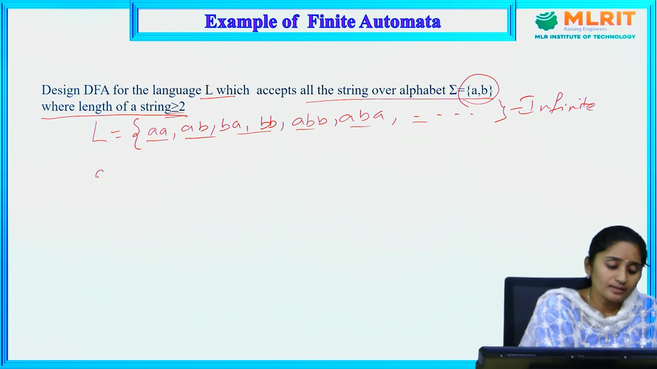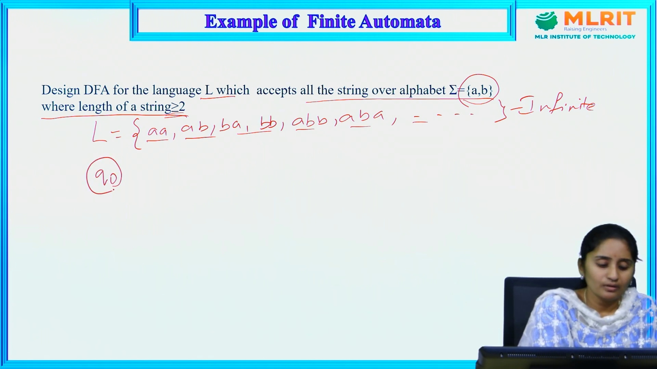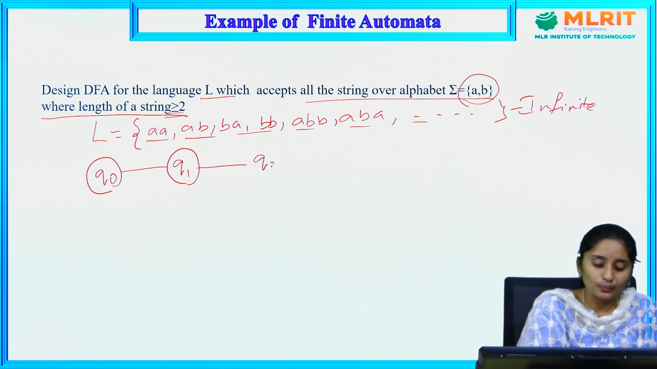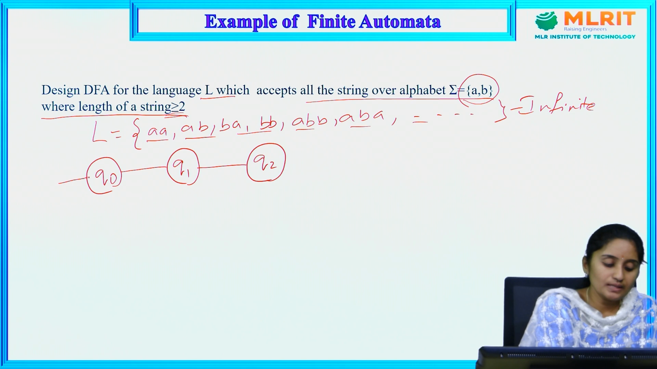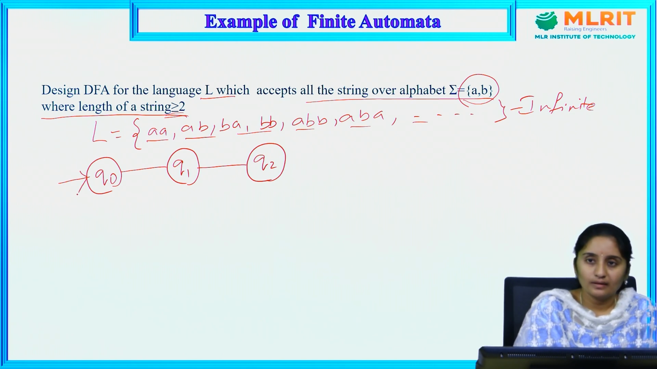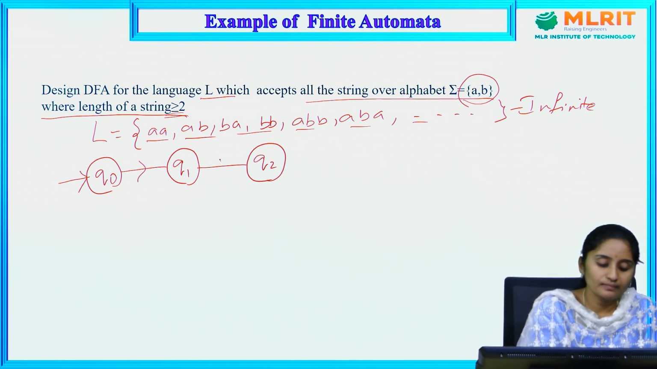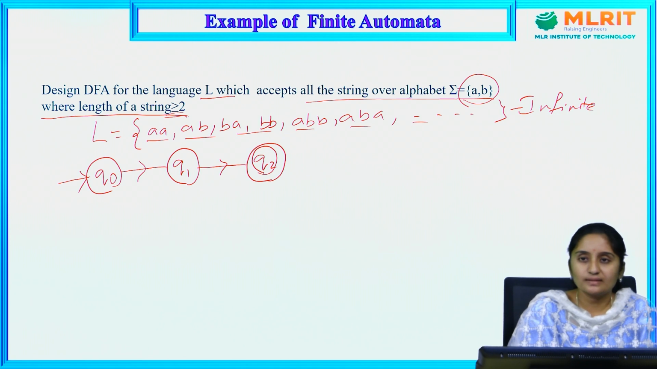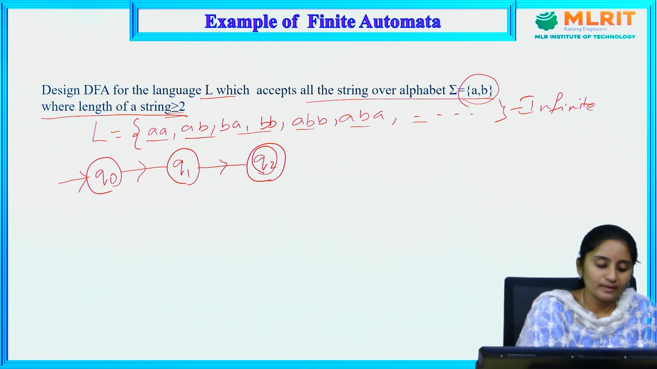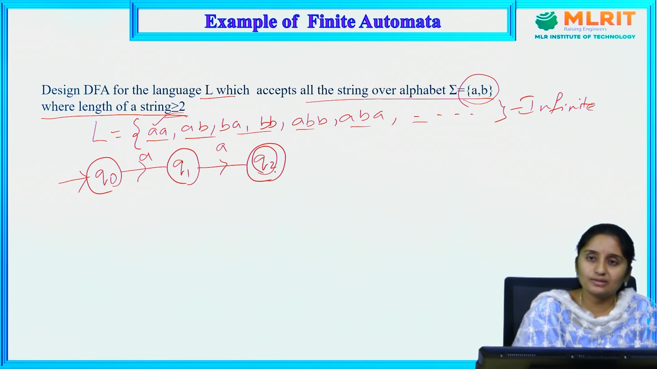So let us construct a diagram. Q0, and then Q1, next Q2. So this is my starting state, and Q2 is my final state. Now take A A. Q0 on A, it is reaching Q1. Q1 on A, it is reaching Q2. Nothing but Q2. It has reached the final state.